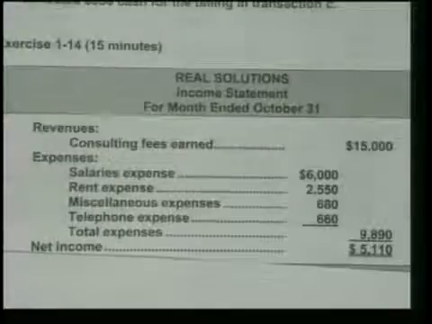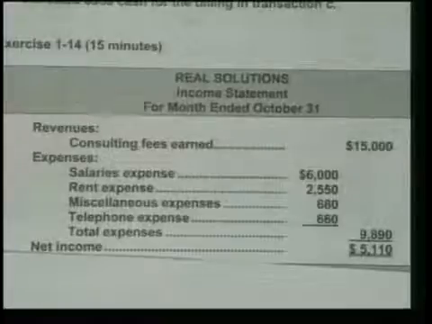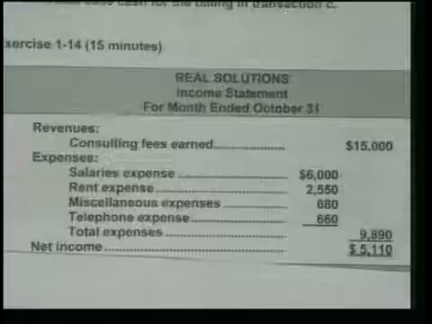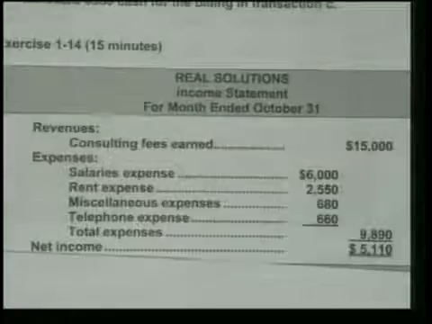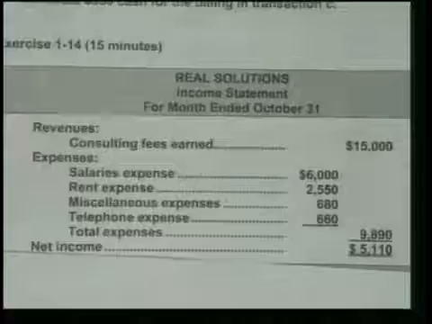Okay, let me make some comments about it. First of all, it's prepared in proper form or in good form, isn't it? You have the name of the company, the name of the statement, and it's dated properly. Don't just put October 31. Put for the month ended October 31. Okay? Now, they didn't give us a year, or you would have put that as well.